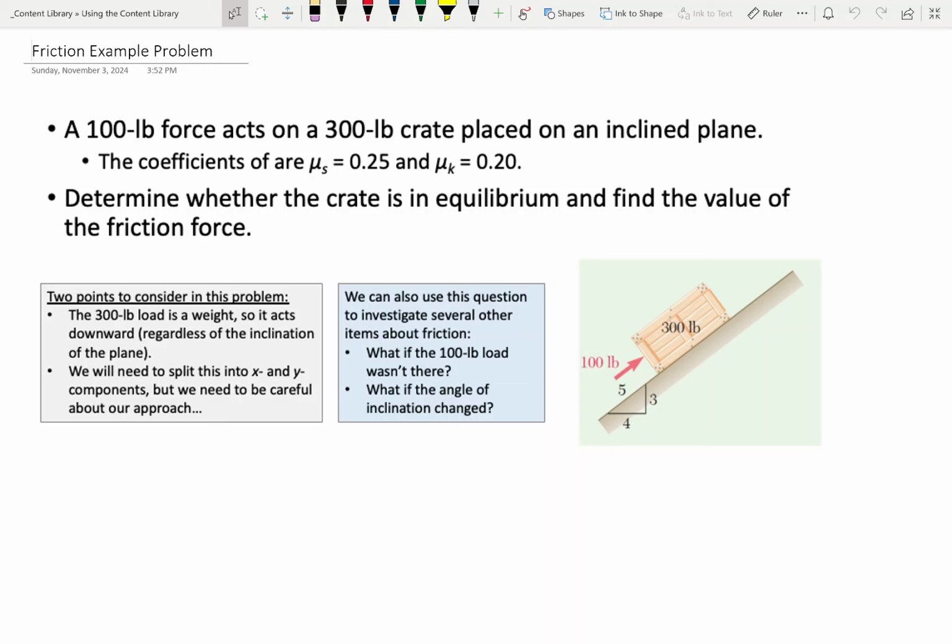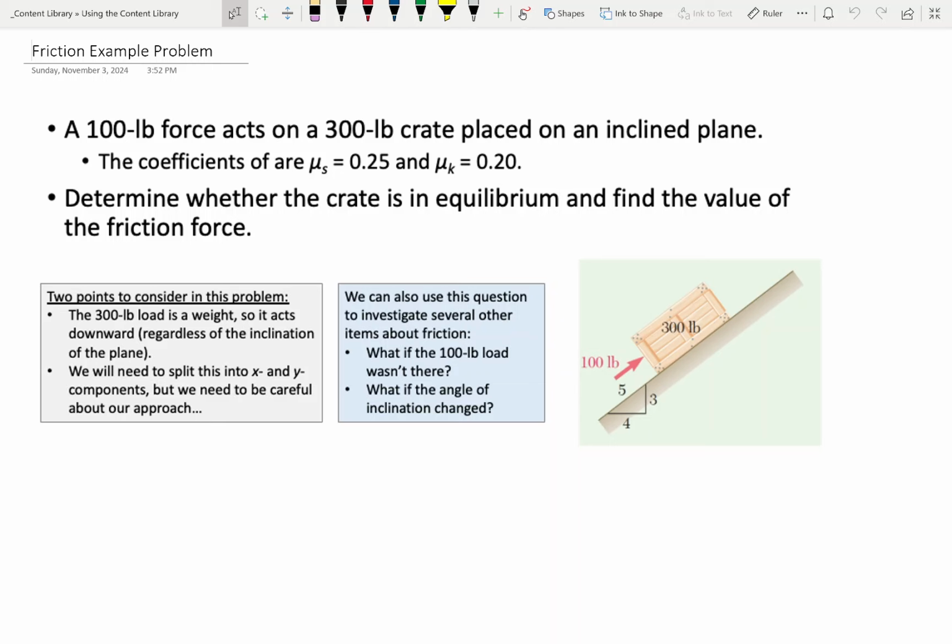So I do have a couple of notes here in terms of points to consider. The 300-pound load acts as a weight. Whenever you have a weight, it's down. The inclination of the ramp doesn't affect how weight acts. Weight acts downward. We're going to need to split this into x and y components, but again, we're going to need to be careful about our approach. And when we're done with the question, I want to think about these brain teasers at the end, but let's see what we can figure out.